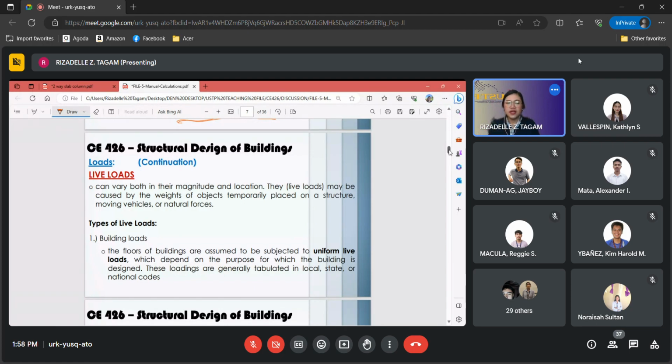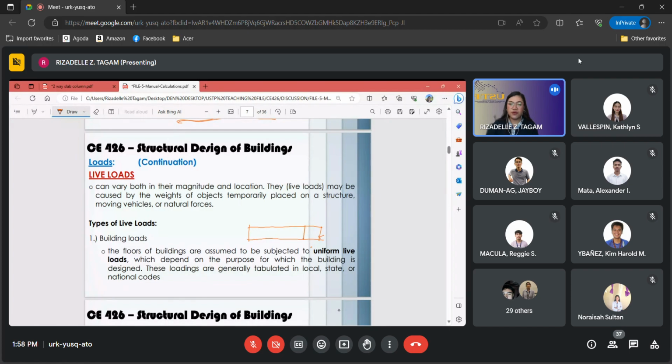So, types of live loads. Building loads. The floors of buildings are assumed to be subjected to uniform live loads. So, uniform live loads. For the live load, it is easy to compute the live load on its tributary area.